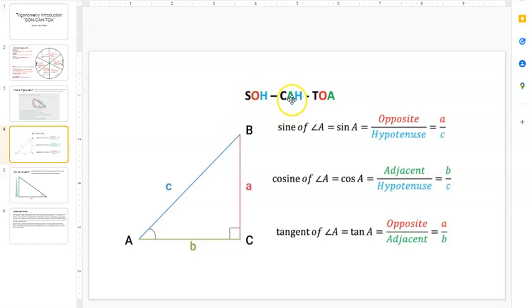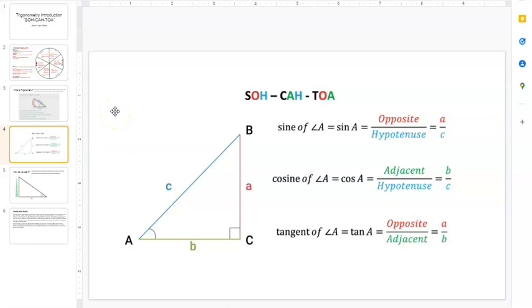Cosine is adjacent over hypotenuse. So the cosine of angle A equals adjacent over hypotenuse. So the cosine of A is equal to the ratio of B over C. And then TOA, which is tangent, opposite over adjacent. So the tangent of A is going to be the ratio of A over B.